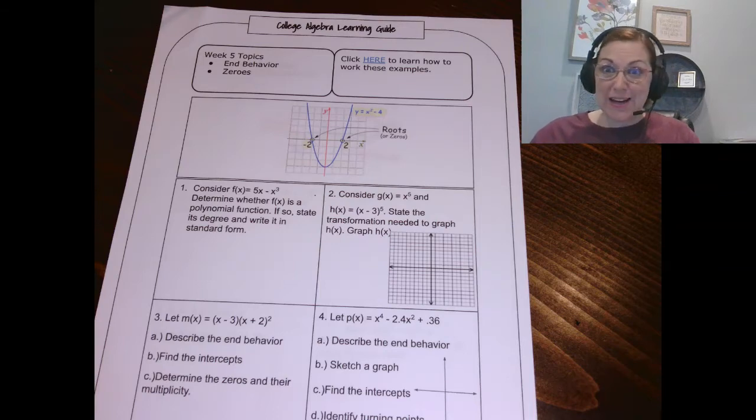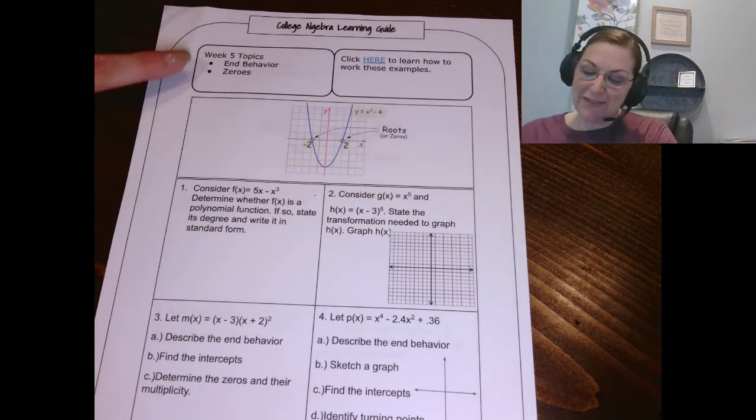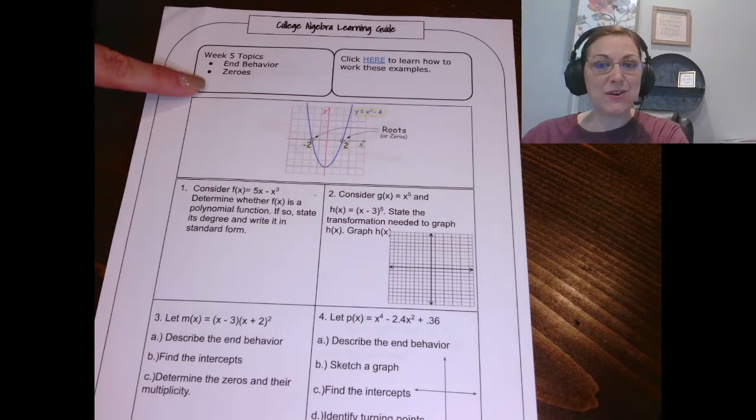So let's dive right in. This is part 3 of the week 5 learning guide. We're going to talk about end behavior and zeros.